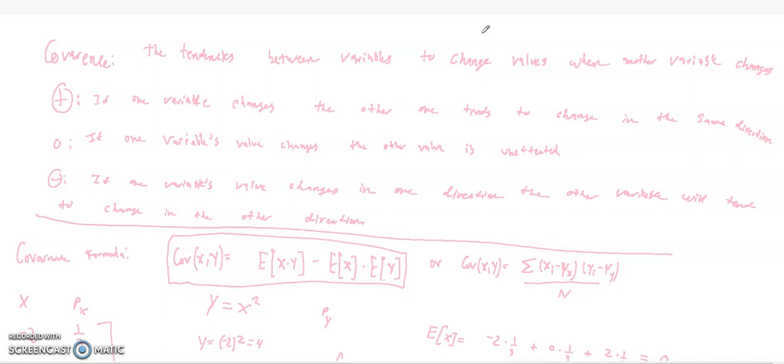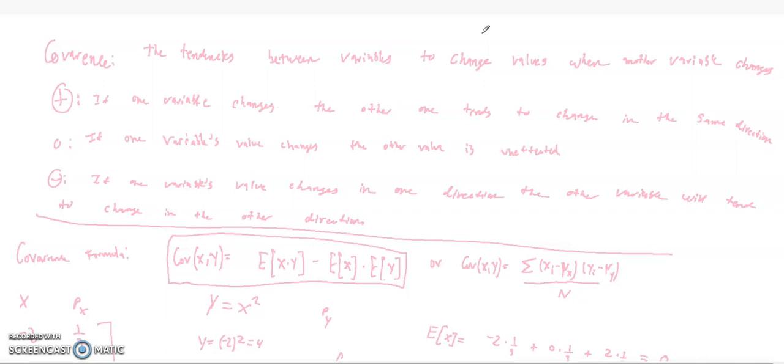And this is the opposite for negative values. If, say, variable x increases, then variable y would decrease. And finally, if the covariance is 0, it means one variable's value changing will not affect the other variable's value.